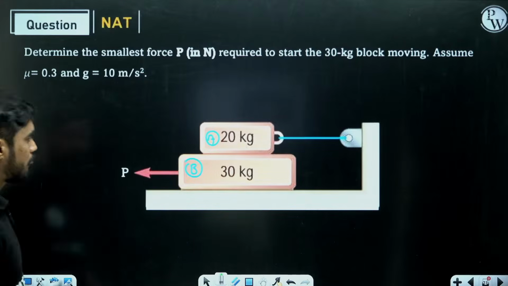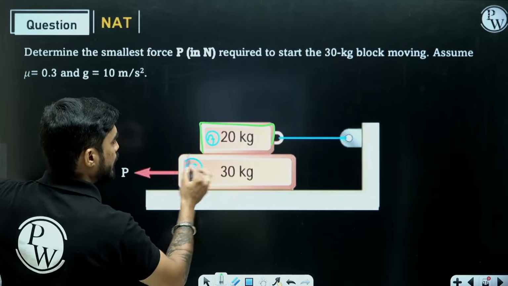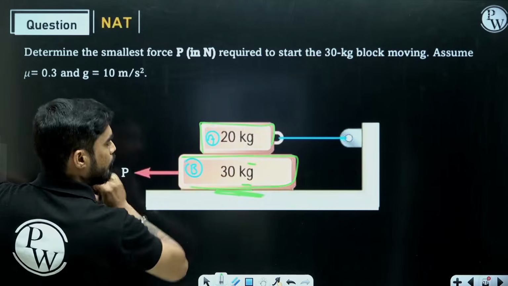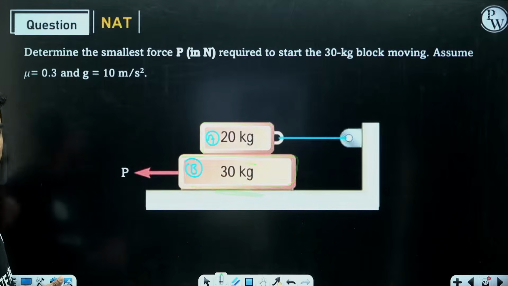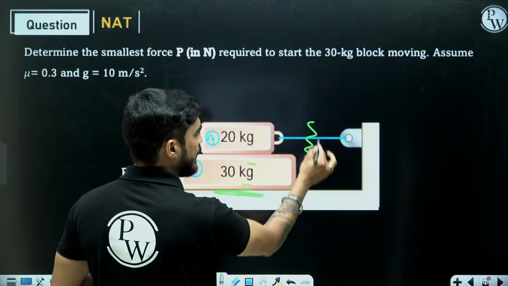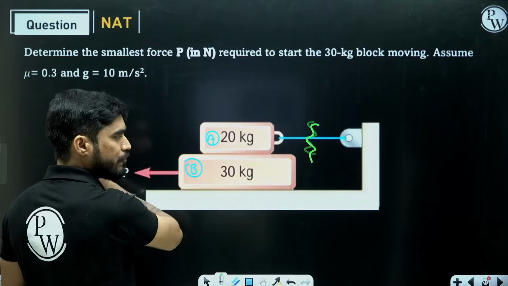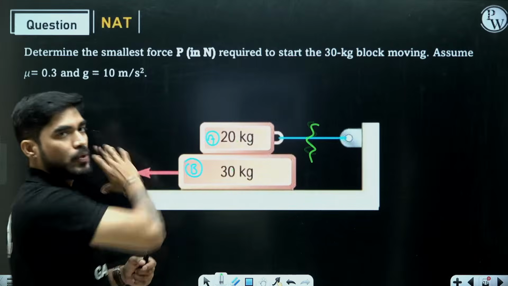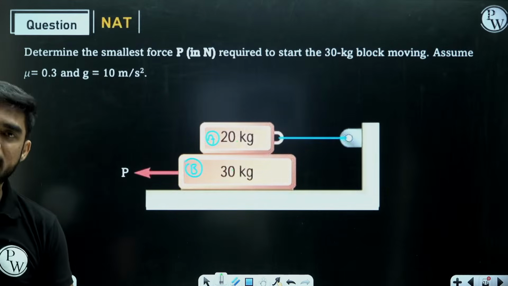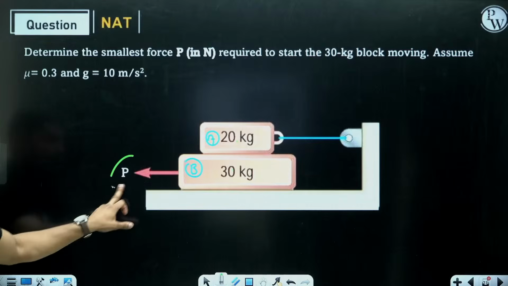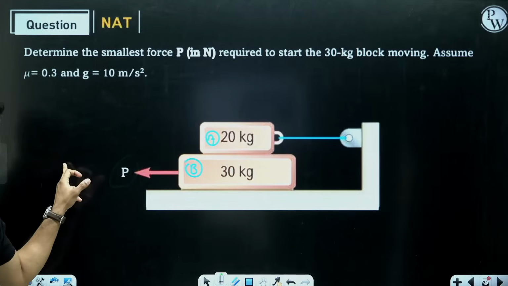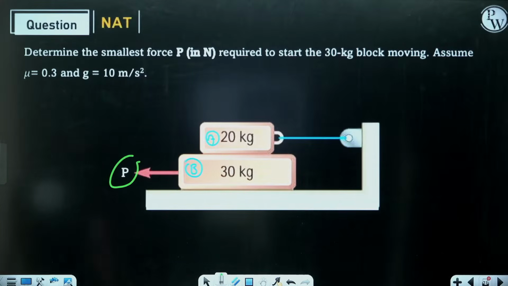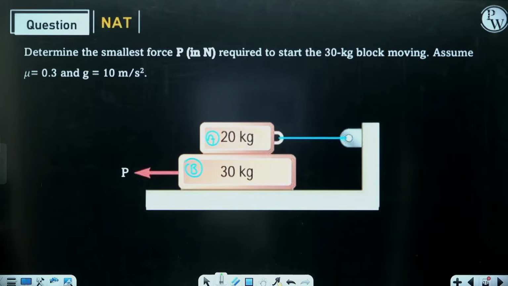In one case, blocks A and B both will move together, and in one case only B will move. So two things can happen. If this is not tied, block B can move alone or blocks A and B can move together. So in which case do you have to apply less force: if block B is moving alone, or if blocks A and B are moving together? You can consider both cases. Okay. Chalo.